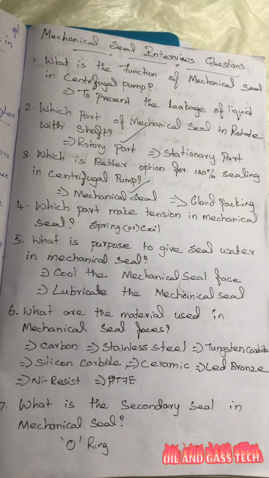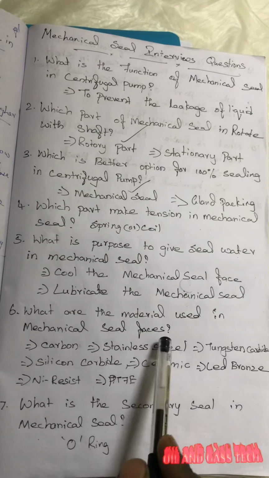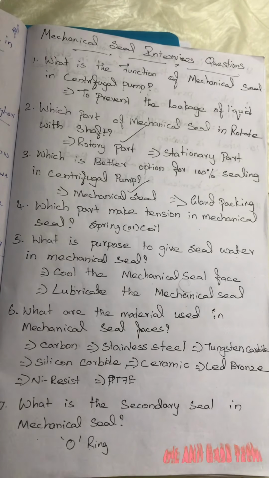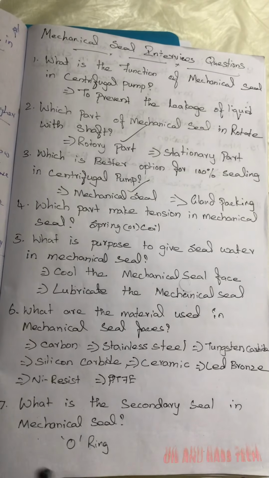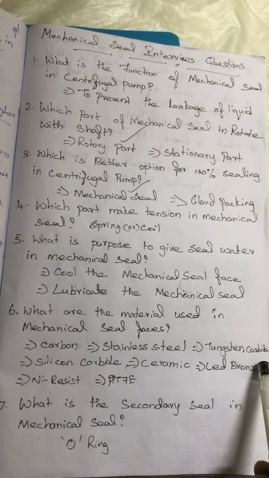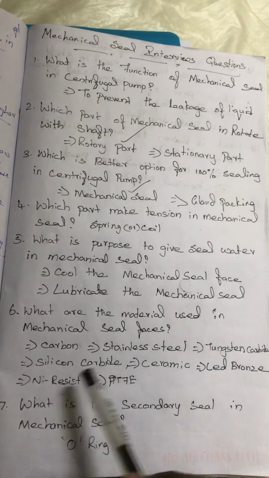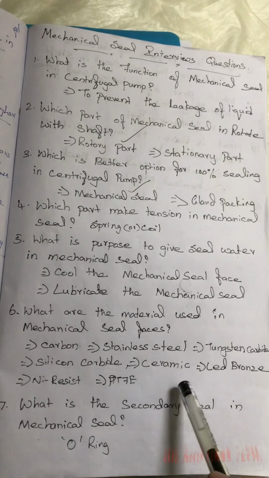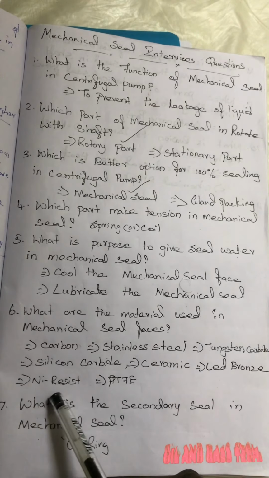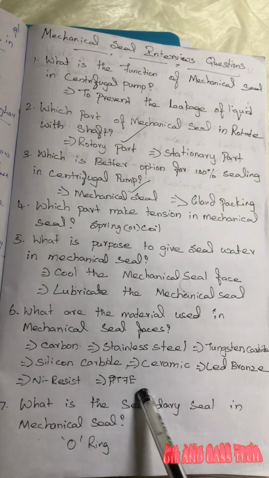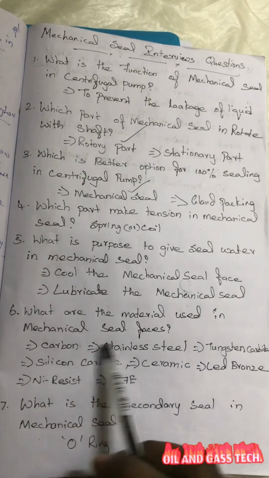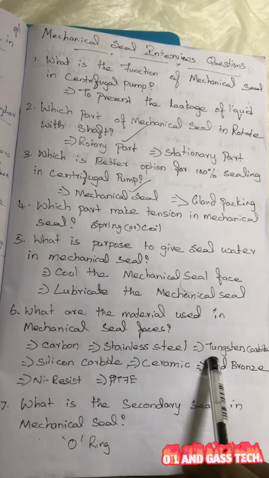Then sixth question is, what are the materials used in mechanical seal phases? Carbon, stainless steel, tungsten carbide, silicon carbide, ceramic, lead rods, Ni-resist, PTFE. These are the materials used in mechanical seal phases. Okay.